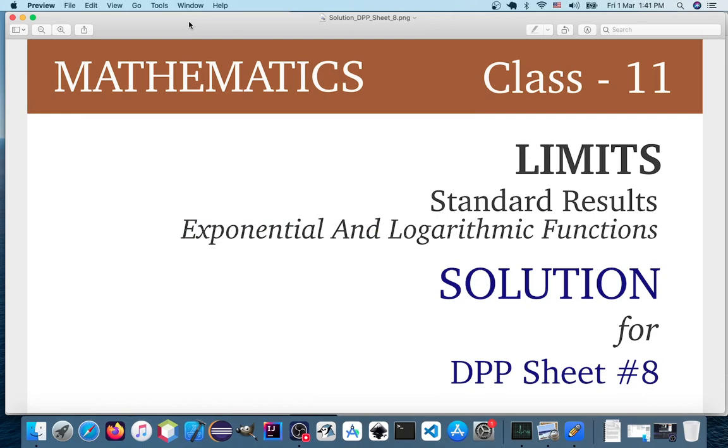This video is part of the playlist Maths 11 Limits. In this video, I will solve the problems of the given DPP sheet number 8. If you have not seen the previous video on how to find limits using the standard results for exponential and logarithmic functions, I highly recommend that you see the previous video.